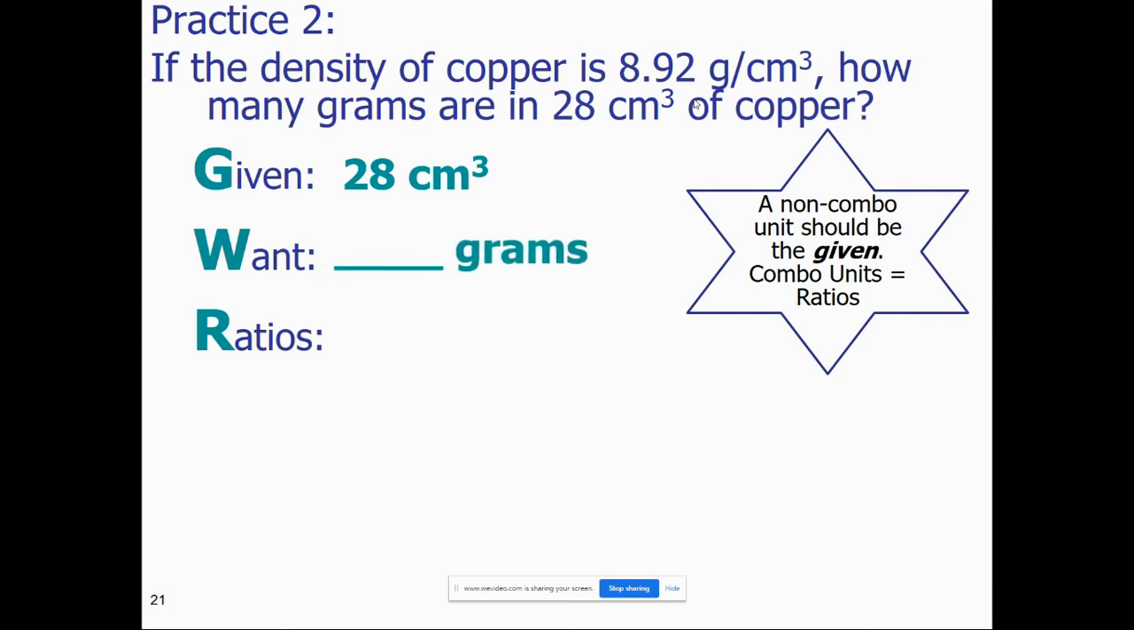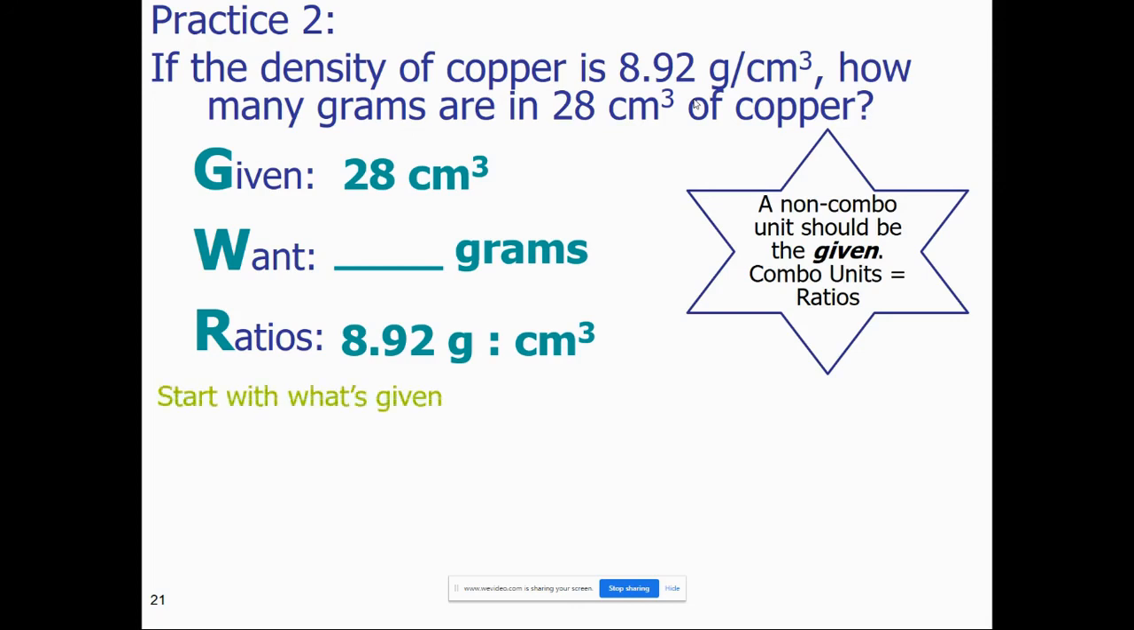What are our ratios? Well, let's go back to the problem. It is given in the problem. We know if you have 1 centimeter cubed of copper, it's going to weigh 8.92 grams. That's its density. If you have 8.92 grams of copper, it's going to be contained in 1 centimeter cubed.